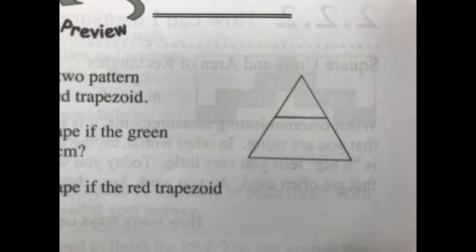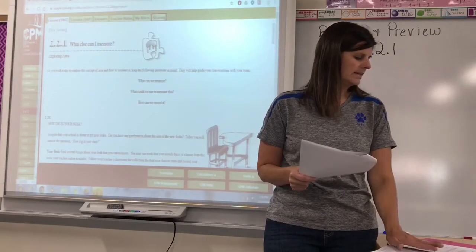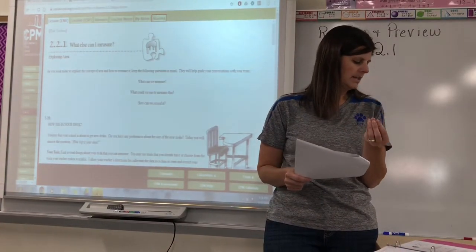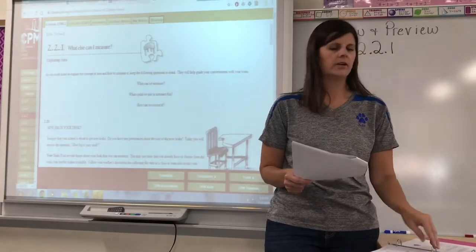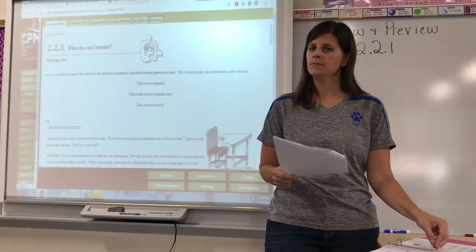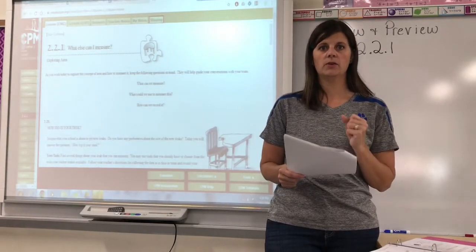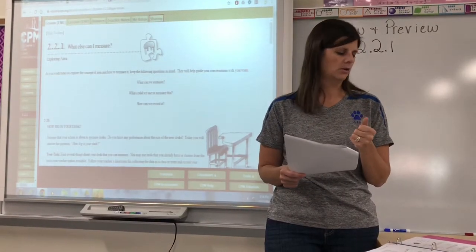and a red trapezoid. So for part A, it's asking you what is the area of the entire shape, so both pieces combined, if the green triangle has an area of 1 square centimeter. So if the green triangle is 1, how much would the whole figure be together? Don't forget to give me a label on that answer too.